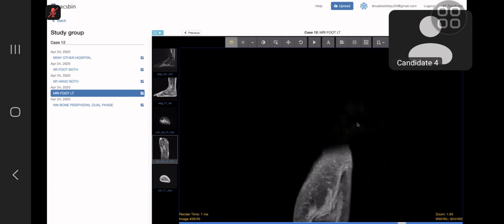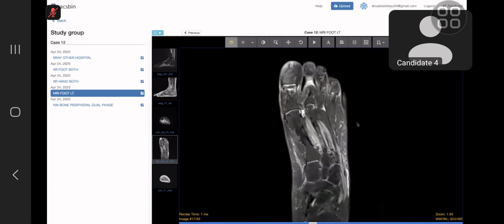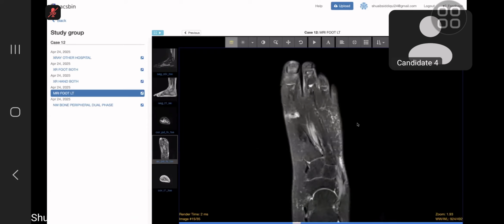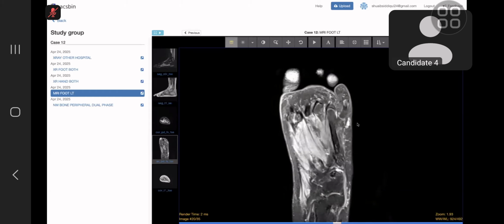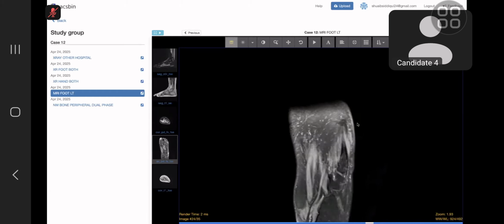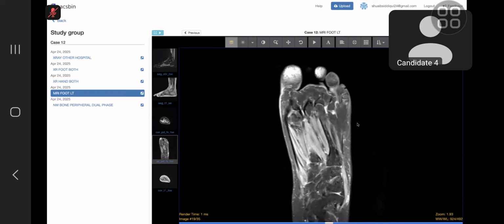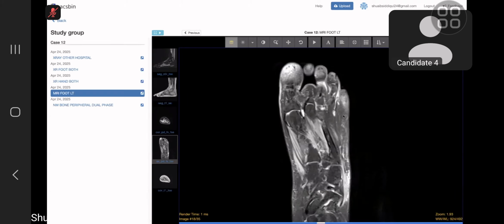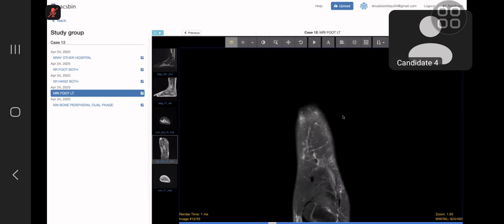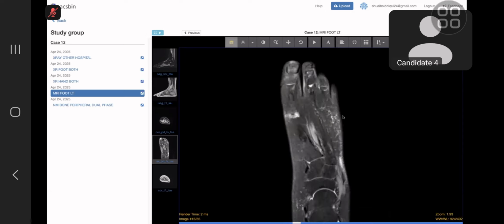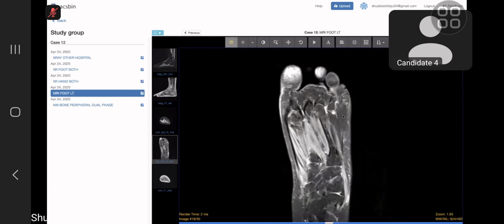Axial. MRI section shows there is no significant edema in the visualized metatarsal bones, but the muscles... there is no evidence of significant joint effusion.